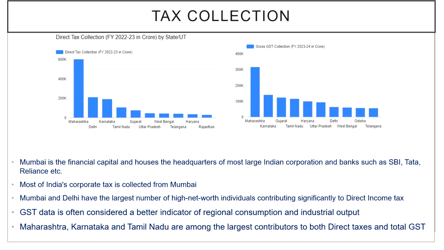Tax collection. Mumbai is the financial capital and houses the headquarters of most large Indian corporations and banks such as SBI, Tata, Reliance, etc. Most of India's corporate tax is collected from Mumbai. Mumbai and Delhi have the largest number of high net worth individuals contributing significantly to direct income tax. GST data is often considered a better indicator of regional consumption and industrial output. Maharashtra, Karnataka, and Tamil Nadu are among the largest contributors to both direct taxes and total GST.